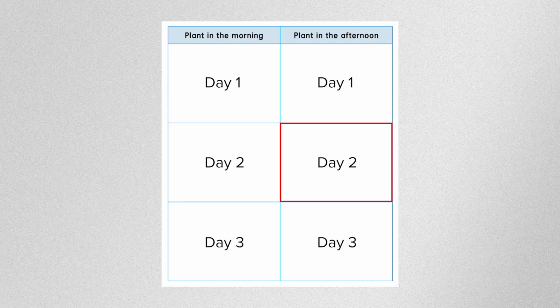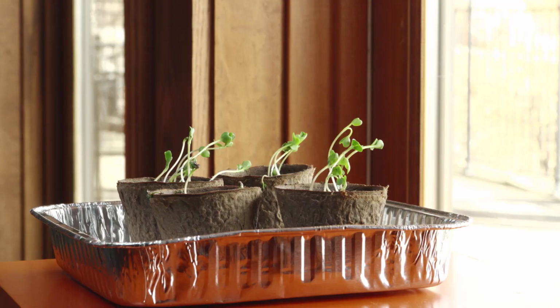Now select the cell to see the plant in the afternoon on day 2. Draw the plant. Do you notice anything different? Has the plant changed from its position in the morning? When you finish drawing, select Next.